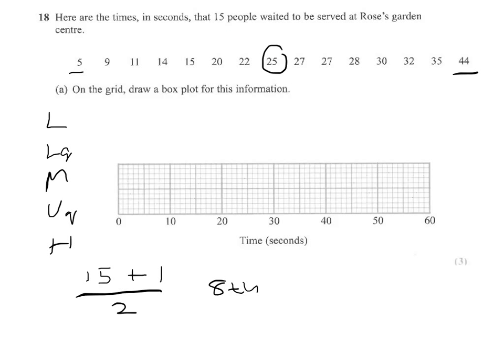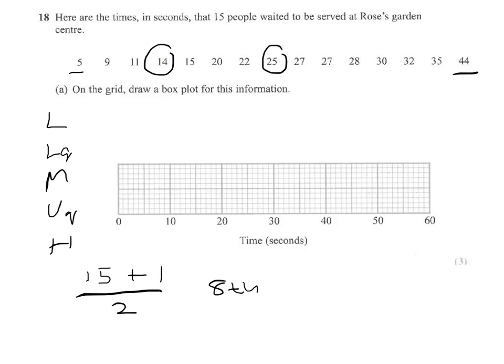Now, a way we can calculate the quartiles is to work out the median of the scores below the median. So if you look at the number of scores below the median, we've got 1, 2, 3, 4, 5, 6, 7. So using the same formula, it would be 7 plus 1 divided by 2. So we need the 4th score. So 1, 2, 3, 4. So the 4th score is 15.